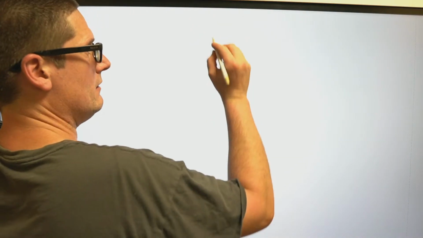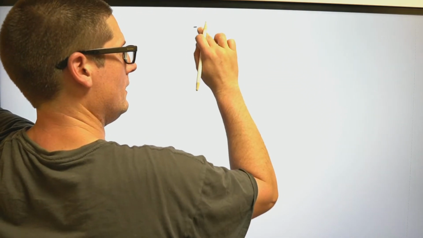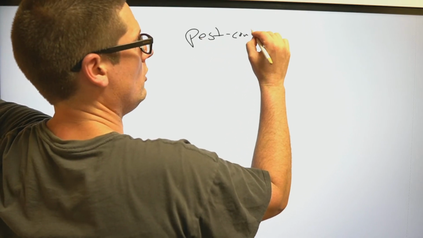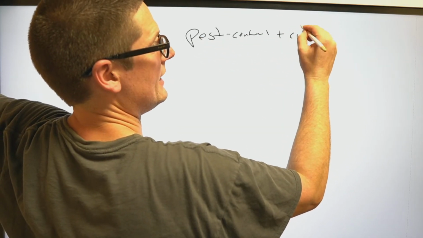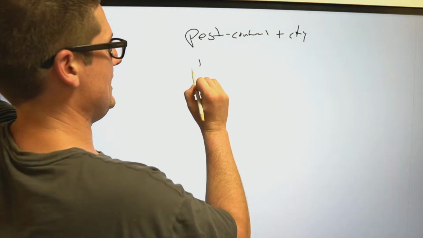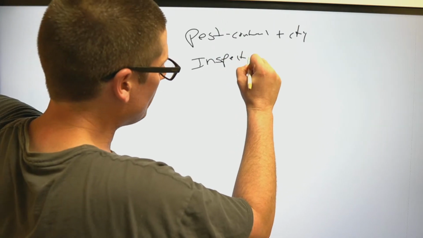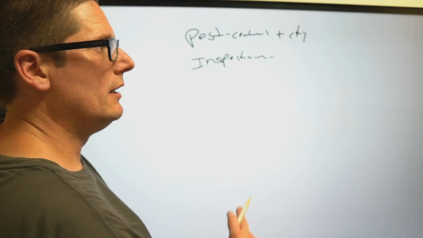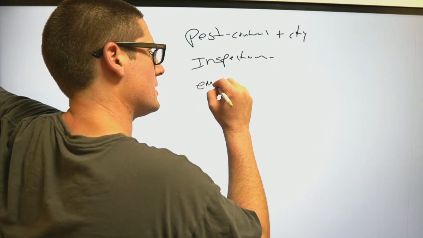The money is generally, so some companies might have specialties. Maybe it's termites, maybe it's ants. But a lot of times what it's going to be is pest control plus city, right? This is the big keyword. Next, it's going to be inspection, right? Am I on the right page? And then there's emergency.